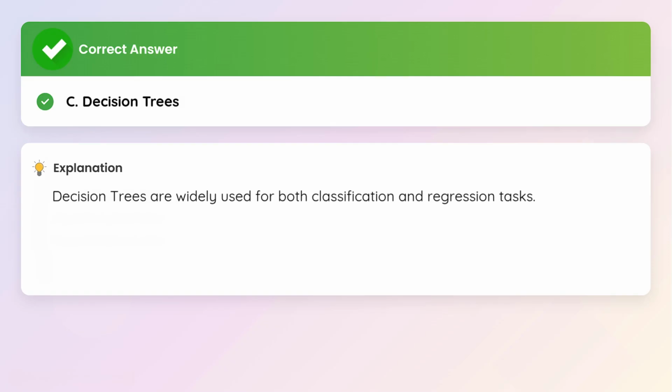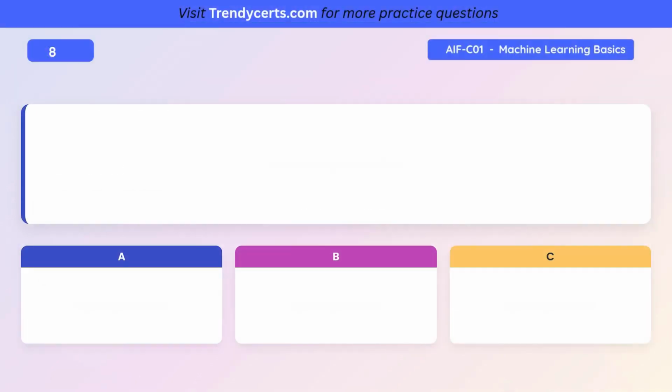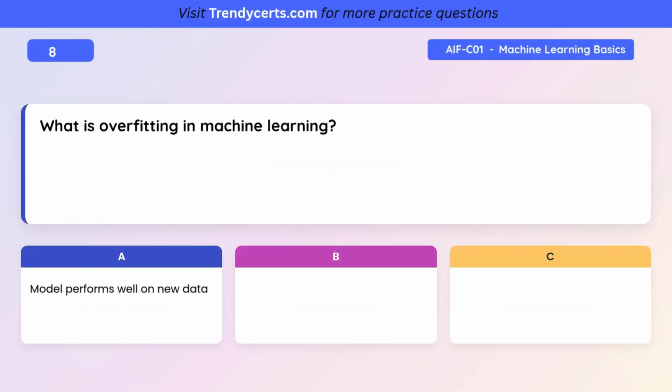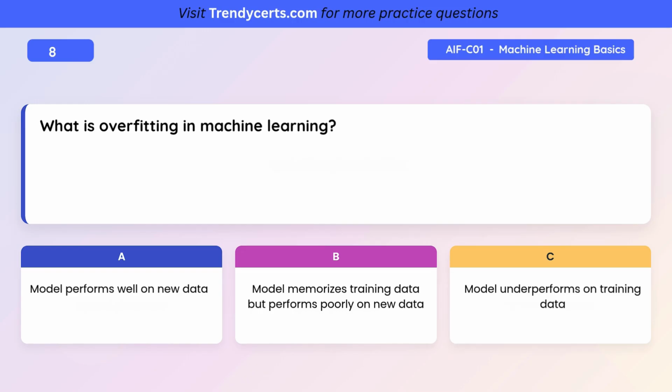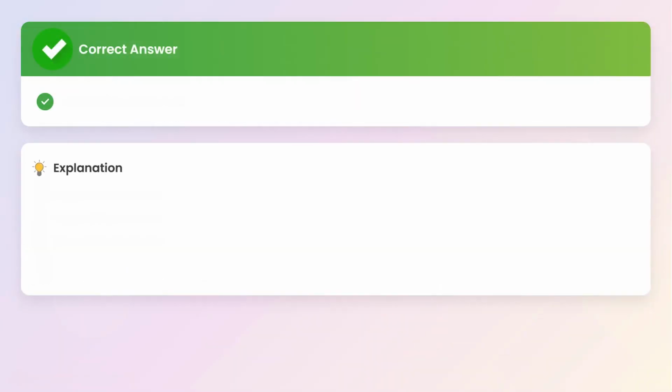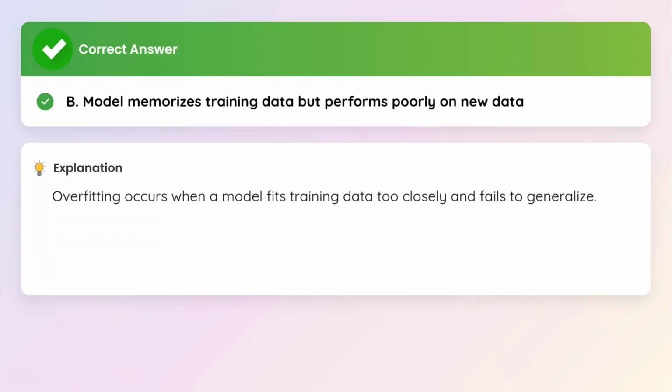Sounds tricky, right? Let's break this next one down. What is overfitting in machine learning? A. Model performs well on new data. B. Model memorizes training data but performs poorly on new data. C. Model underperforms on training data. The correct answer is B. Model memorizes training data but performs poorly on new data. This is a classic problem. Overfitting happens when your model gets too good at the training data. It basically memorizes it, including all the noise and quirks. When it sees new, real-world data, it can't generalize, and its performance drops.